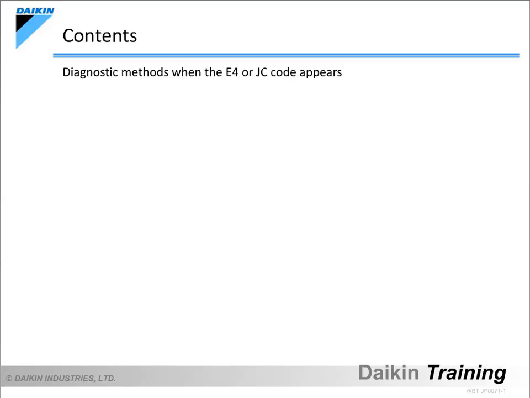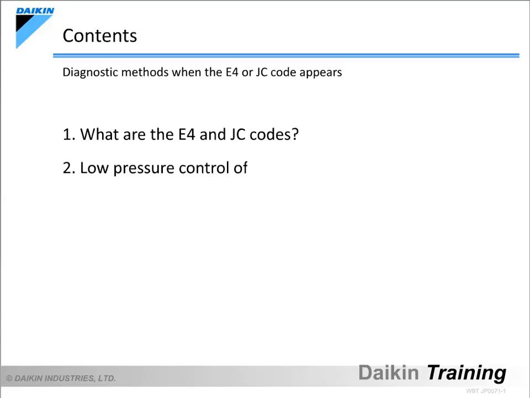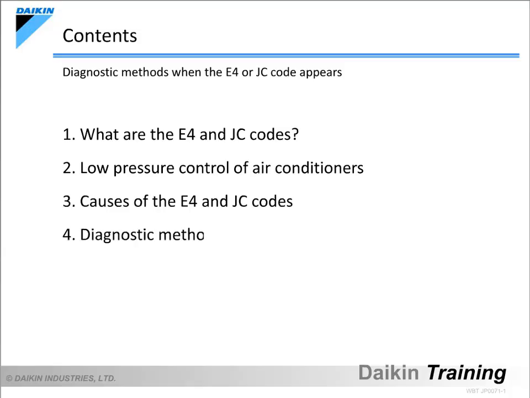Let's go over what we will be learning in this course. First, we will look at in what situations the remote controller displays the E4 and JC malfunction codes. Next, we will look at low pressure control of the air conditioner in relation to the E4 and JC codes. After that, we will look at the causes of the E4 and JC codes. Finally, we will learn about the diagnostic methods used to rectify these malfunctions.